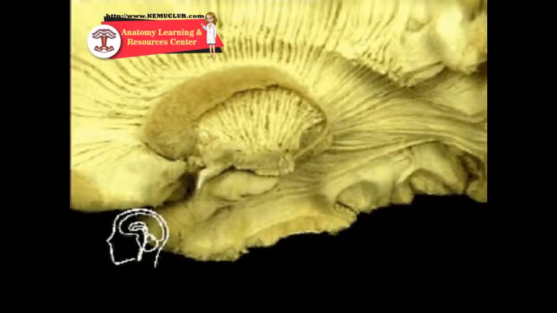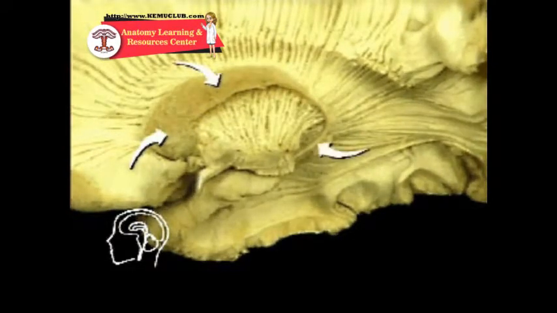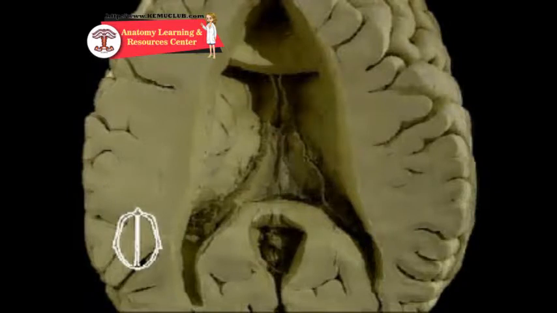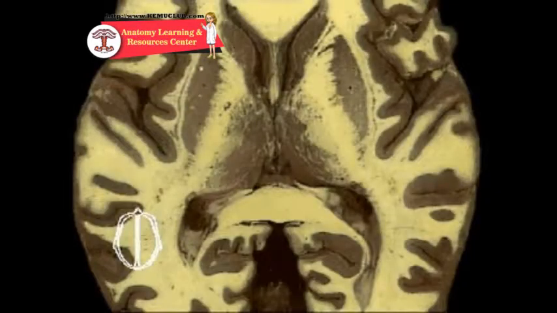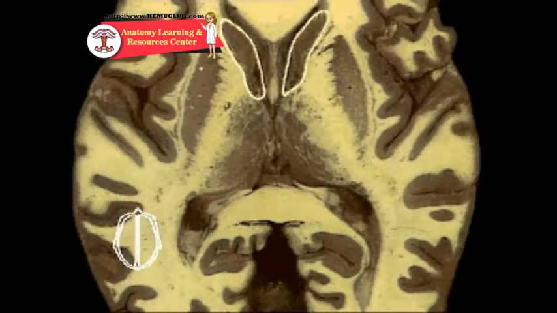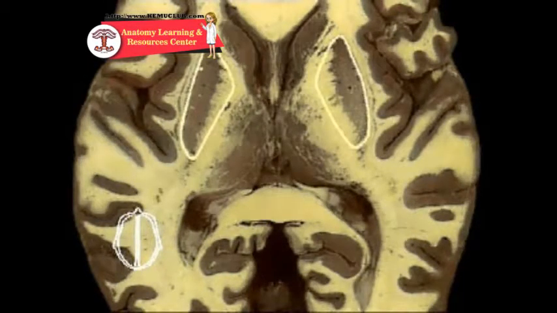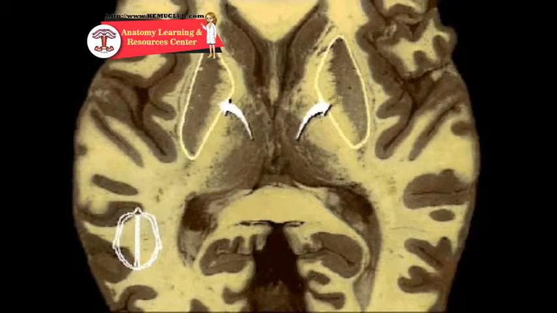The caudate nucleus is C-shaped. It has a head, a body, and a tail. The head bulges into the anterior horn of the lateral ventricle. Lateral to the caudate nucleus is the wedge-shaped lentiform nucleus. The smaller, paler part is the globus pallidus, the remainder the putamen.